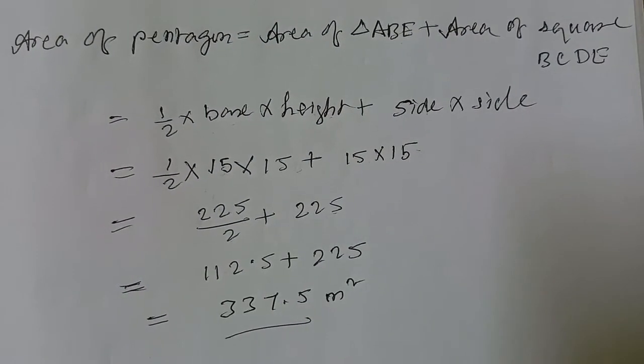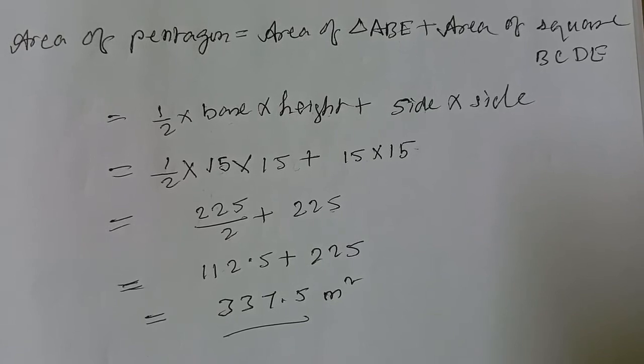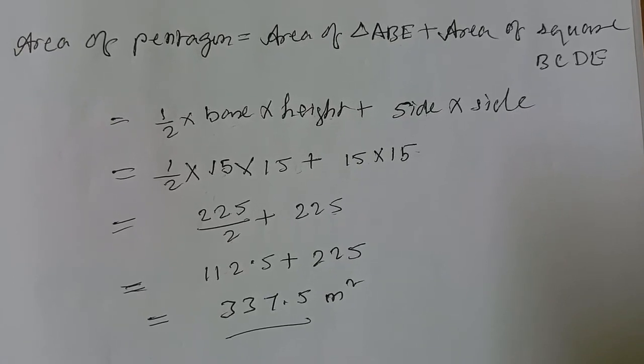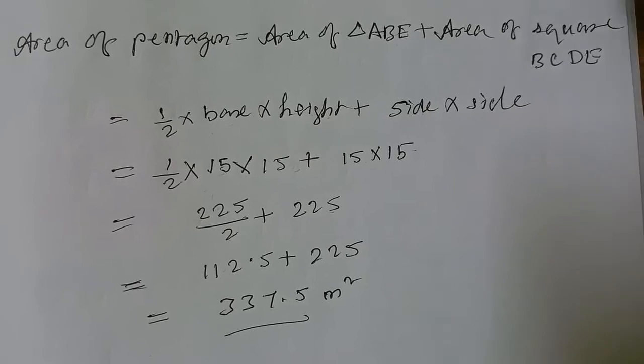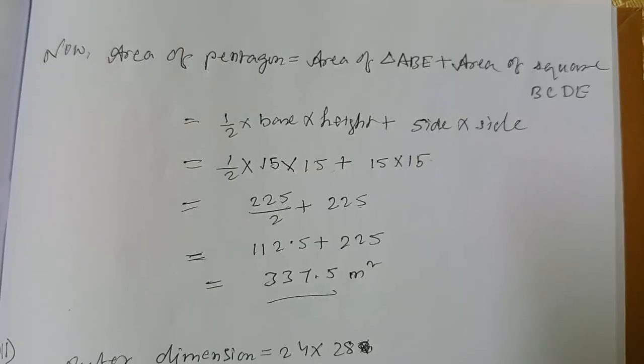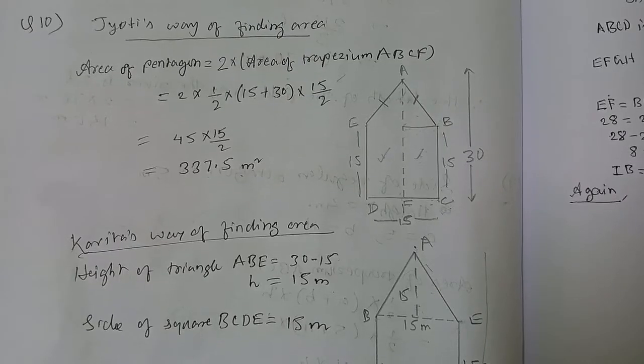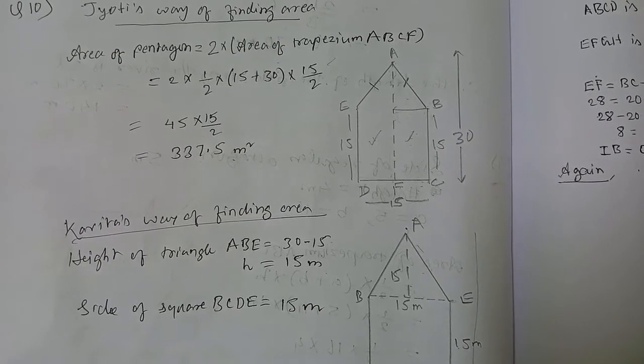That means both the methods are correct. Okay, both ways of finding the area are correct. Both the answers are correct. Okay. So this is the solution of this question. Okay, so I hope you have understood this question nicely.